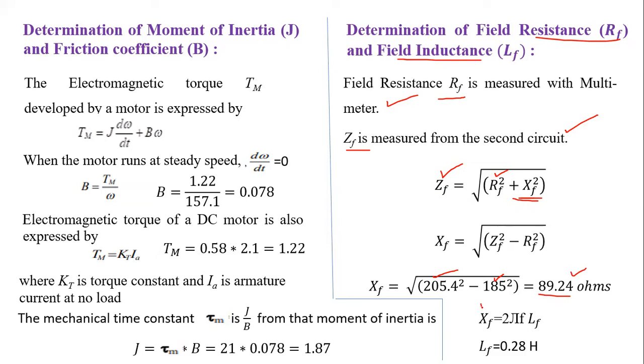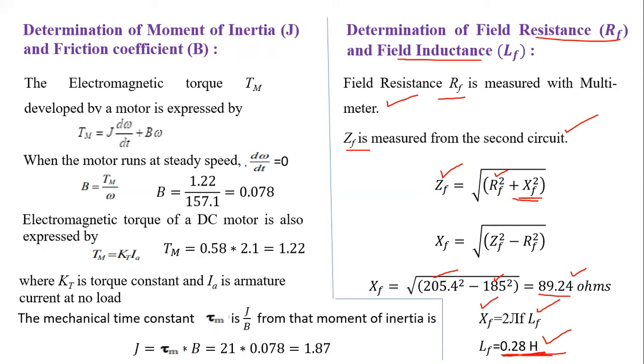Once you know the inductive reactance, then you can identify the LF. That is, inductive reactance XF is equal to 2 pi F LF. So from that, LF is equal to XF by 2 pi F. From this we are getting 0.28 henries. Field winding inductance we are getting as 0.28 henries.